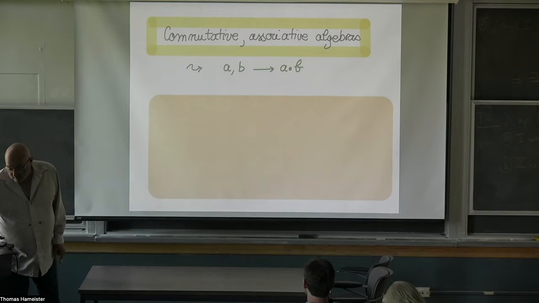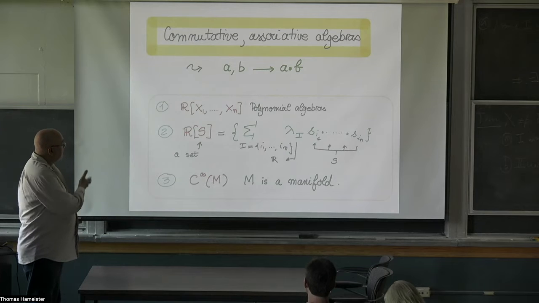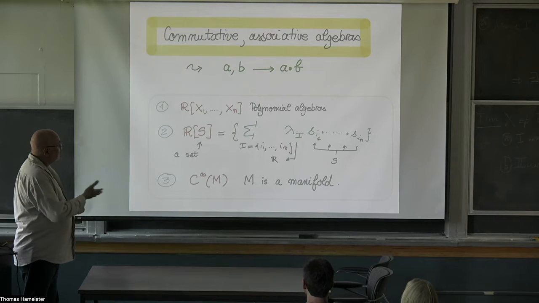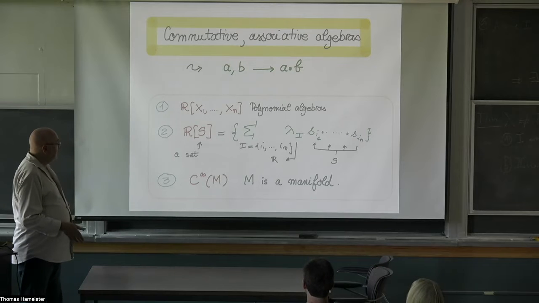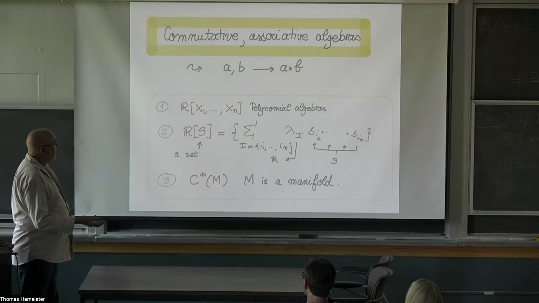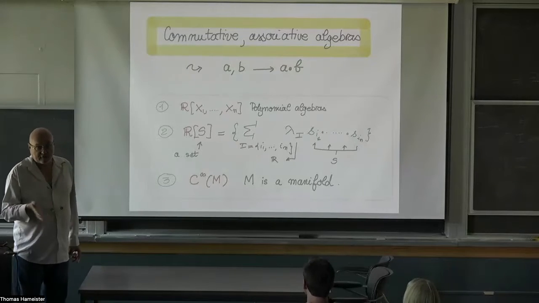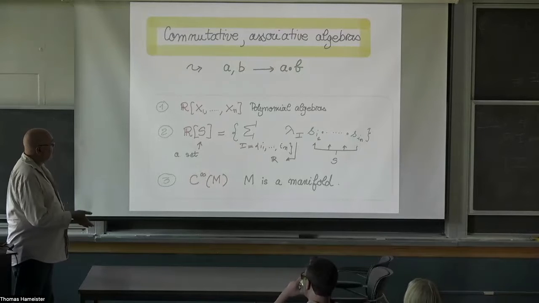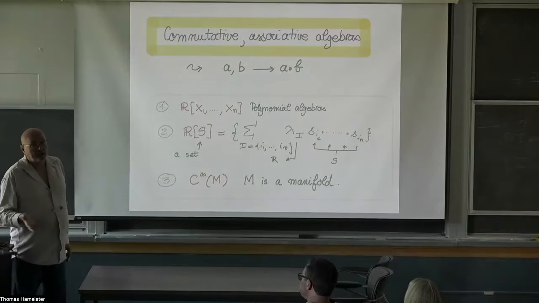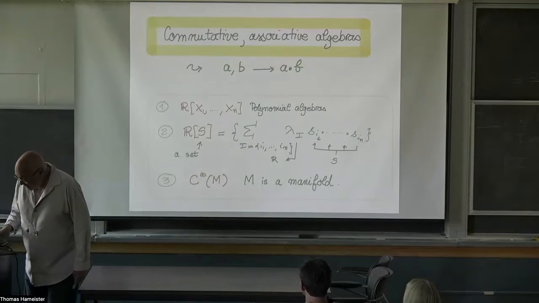So there are several examples of that. One of the most useful examples, of course, is the case of polynomial algebras. You just take polynomials in finitely many variables. But of course, you can take a polynomial algebra where the variables are in a set, not just in a finite set. Another case of commutative associative algebra is, of course, a space of functions on a given manifold. Right, so far so good.